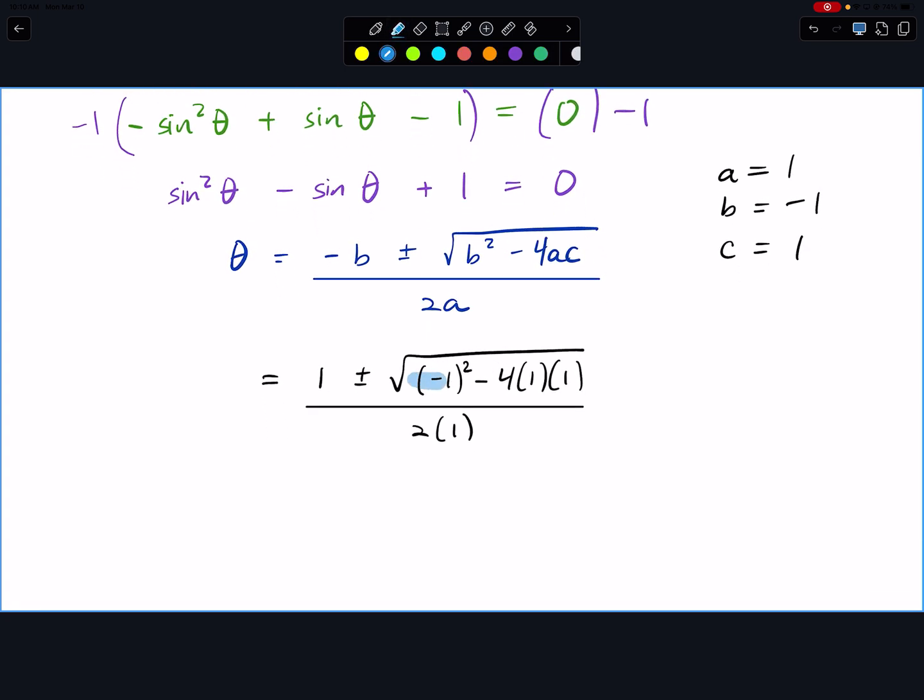If I'm just doing mental math, when you take a negative and square it, it becomes what, guys? Positive. So do you agree that's just 1? 1 minus 4 times 1 times 1. What's 4 times 1 times 1? 4, right? So this becomes 1 plus or minus the square root of 1 minus 4. Do you agree that is negative root 3, all over 2?